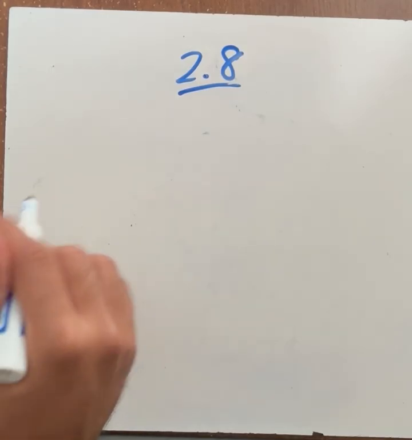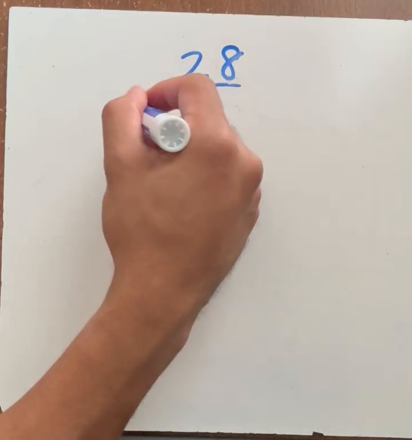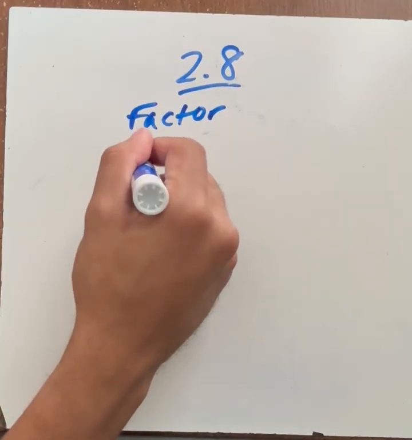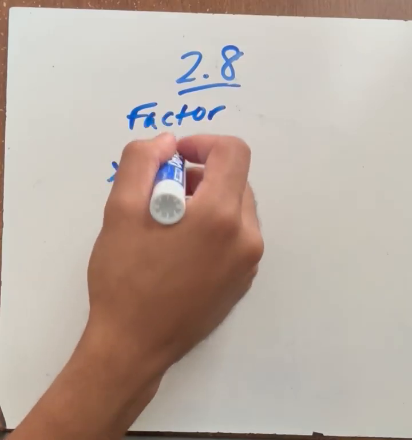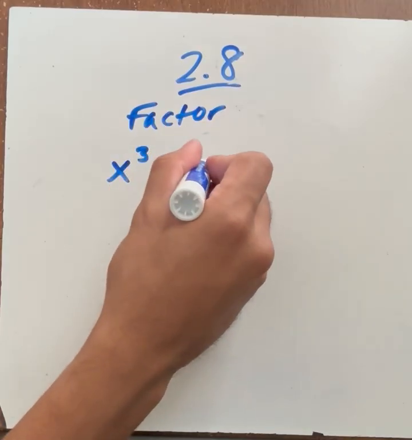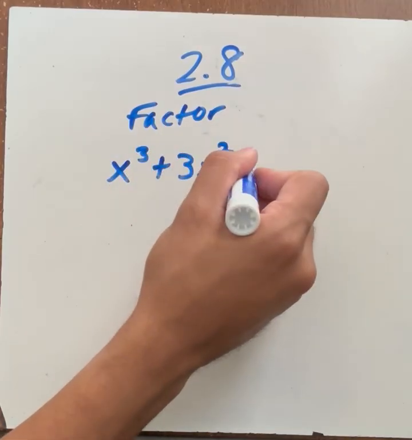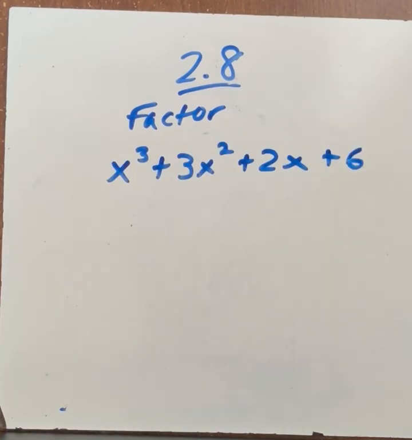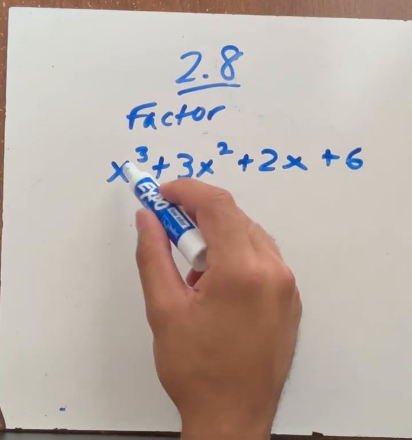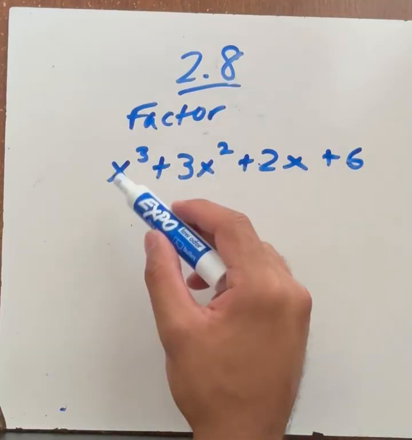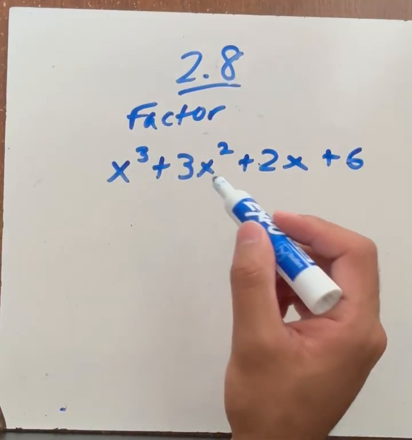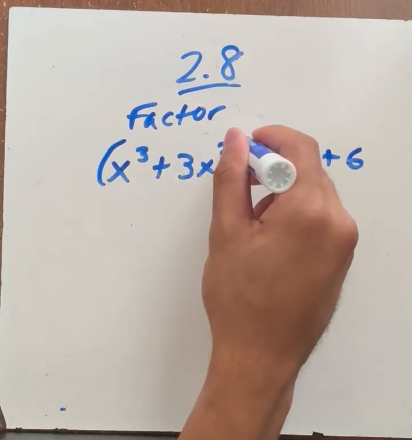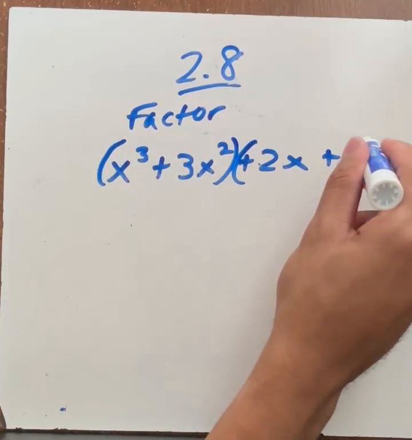One new concept from 2.8 is factoring by grouping. If the question says factor, but it gives us four terms, such as x to the third plus 3x squared plus 2x plus 6, notice that we have four terms this time: 1, 2, 3, 4. Terms are separated by a plus sign or a minus sign. So when we have four terms and the question says factor, we're going to separate them into groups of two. This is called factoring by grouping.